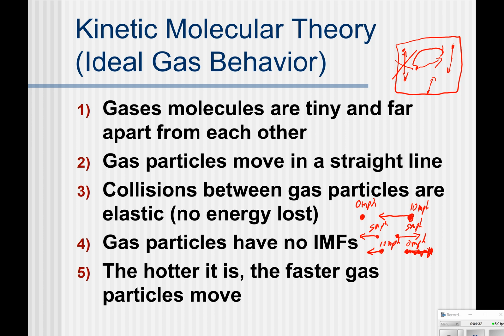The fifth part is that the hotter the gas is, the faster the gas particles move. Now we know that when we're talking about how hot something is, we're referring to temperature. We know that temperature is a measure of average kinetic energy. So if the temperature goes up, the average kinetic energy goes up, and if you have more kinetic energy, then you are moving faster. So as we heat up particles of gas, they're going to start moving faster. Once we apply energy to a gas, that energy has to go somewhere, and it's going to be absorbed or transferred into the motion of the gas.